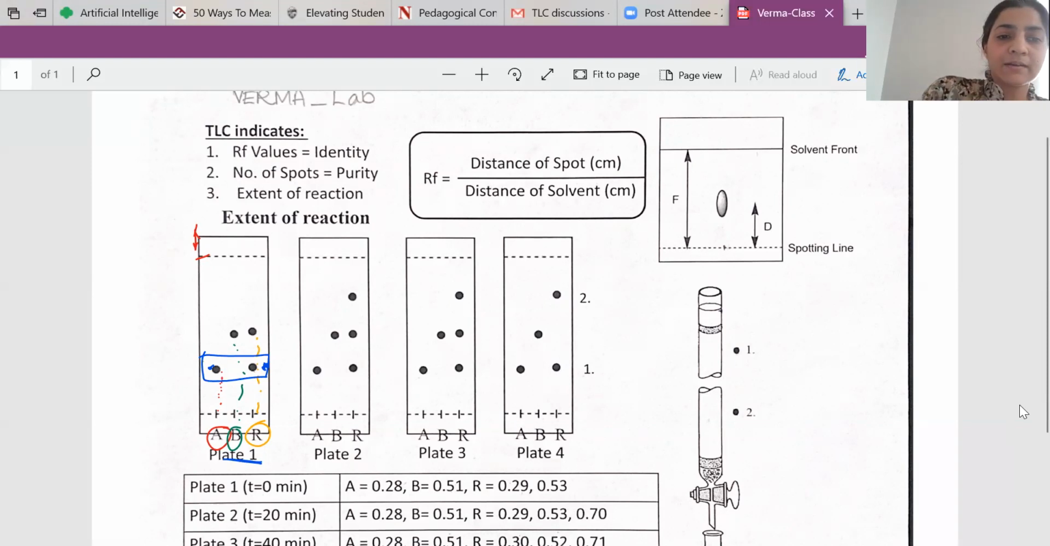On the other hand, the second spot of sample R and the only spot of sample B have similar Rfs as well. And hence the second spot of R is compound B. So your TLC can help you figure out your identity and the purity.